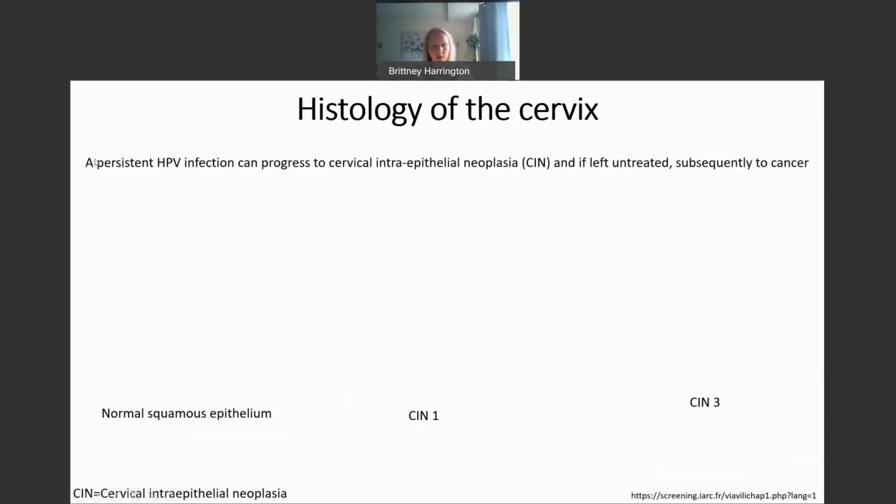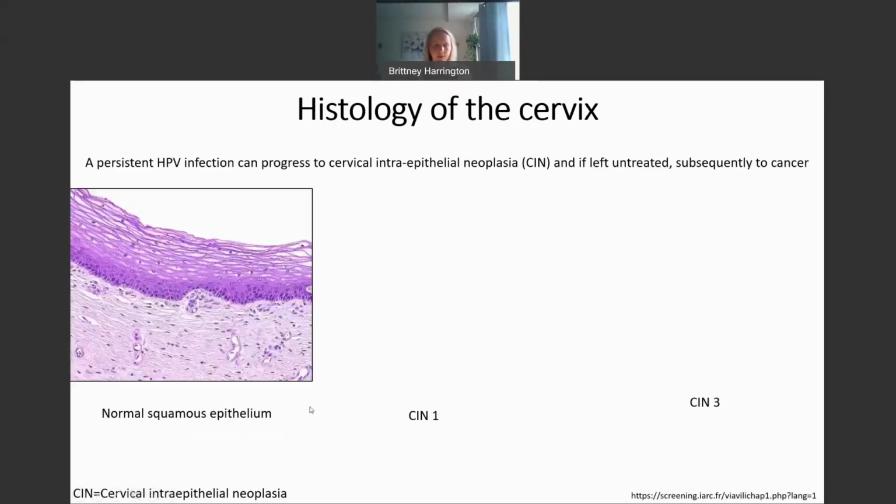So I want to start with some basic histology to get a sense of how HPV infects and the HPV life cycle within the tissue. So in a normal squamous epithelium, not sure who's familiar with histology images, but I'll get my laser pointer. Yeah, we'll demonstrate. Here we go.